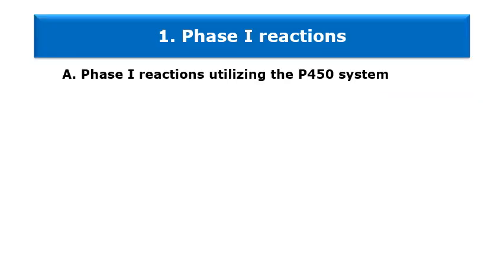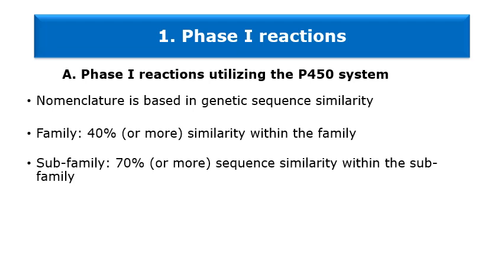Phase 1 reactions involve the activity of cytochrome P450. This cytochrome P450 we sometimes call mixed function oxidases, which represent a superfamily of heme-containing isozymes that differ in nomenclature between each other. This superfamily members are similar by 40% with each other, and the subfamily members are 70% similar with each other.